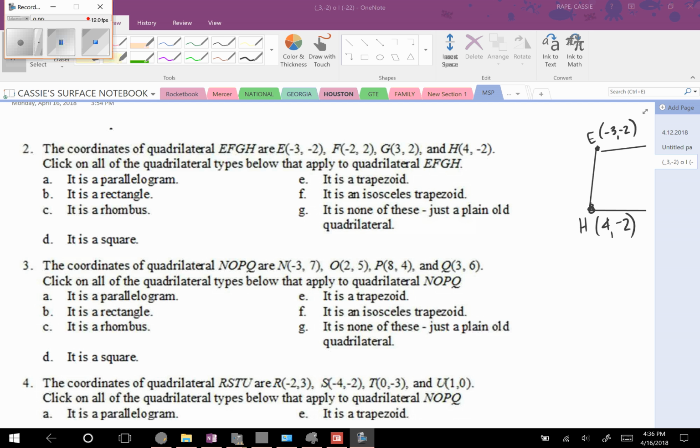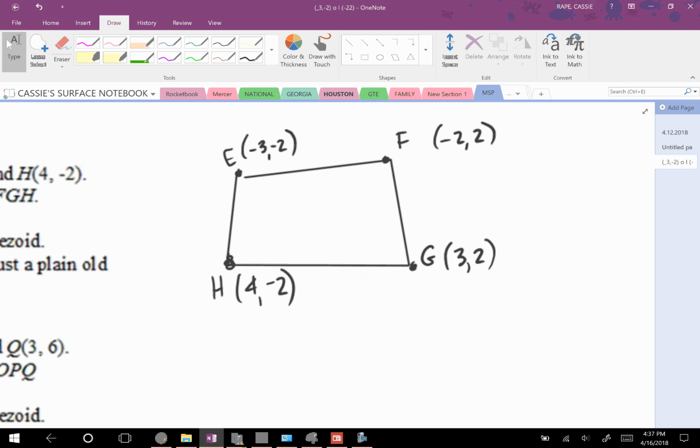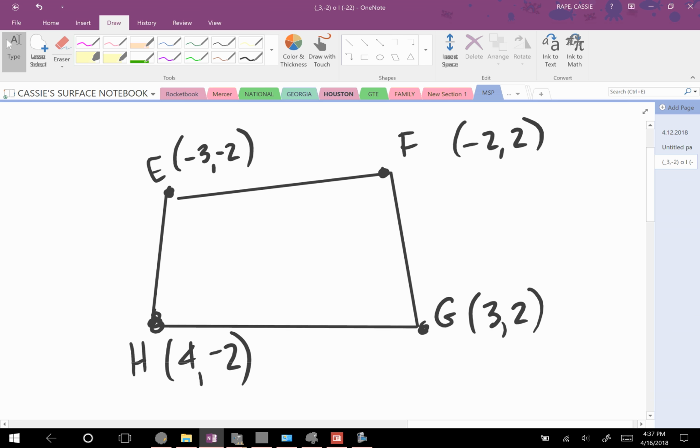Okay, so quadrilateral EFGH. The coordinates are listed right there, and we need to figure out what that is. So I'm going to scoot over here. Say that there. Okay. Where I have written these out, notice I go from, let me make this bigger, from E to F to G to H, around this particular quadrilateral.